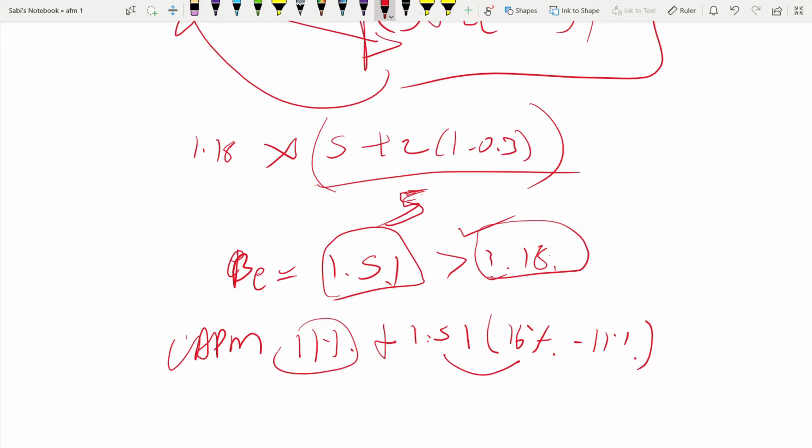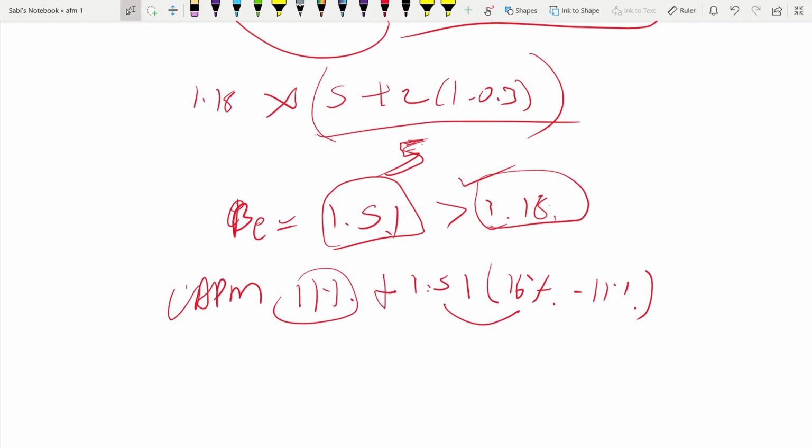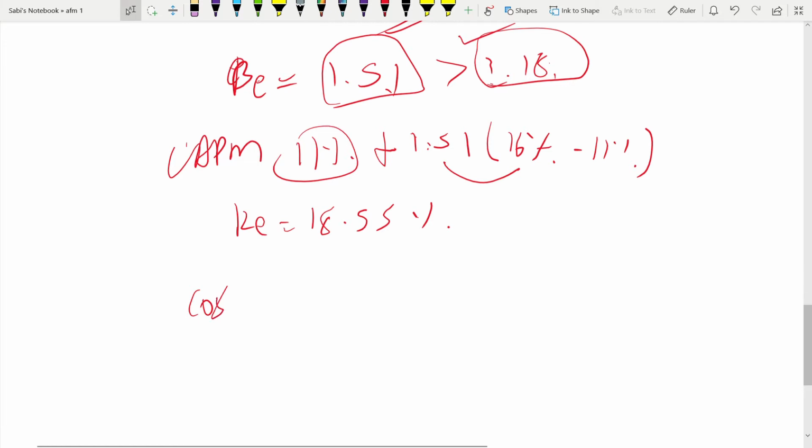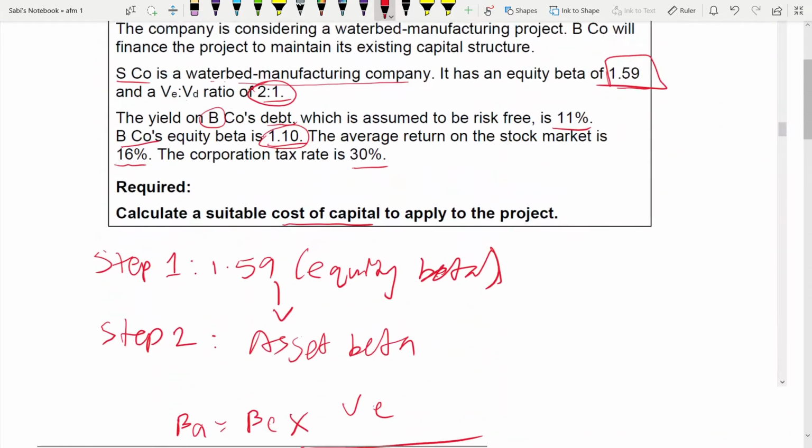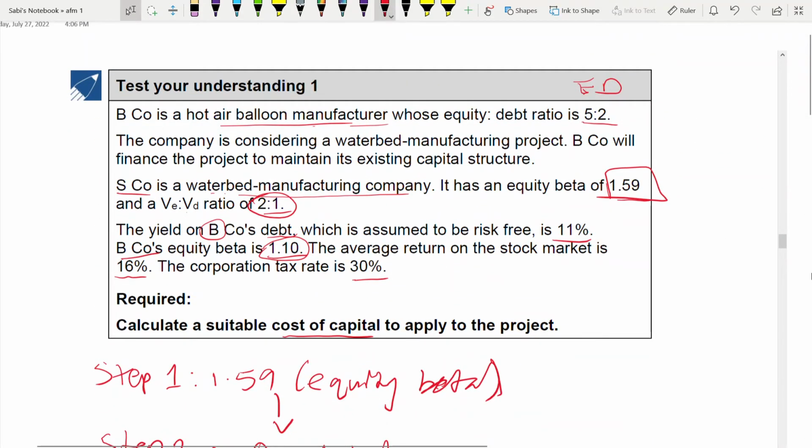Which will give you 18.55%. This is the cost of equity, by the way, which is your Ke. You still have to find your cost of debt. Before that, let me just go up a little bit. This 16% is the average return on the stock market.